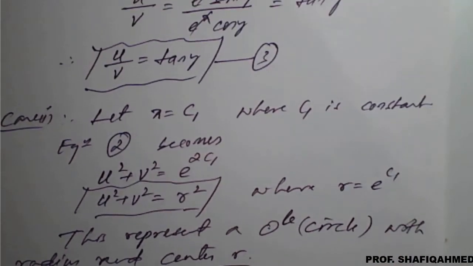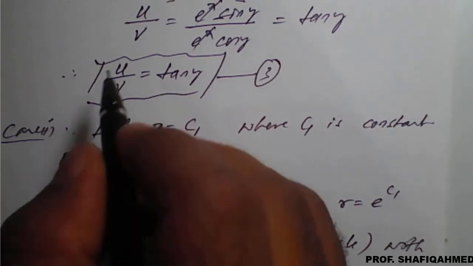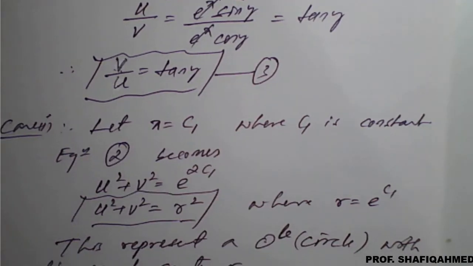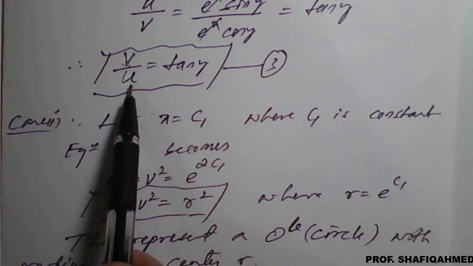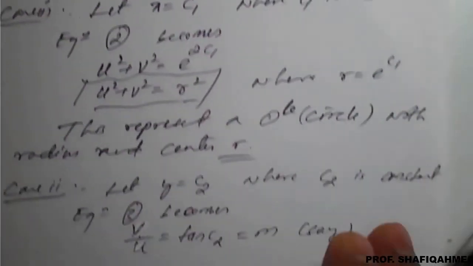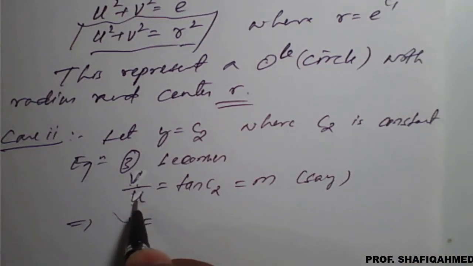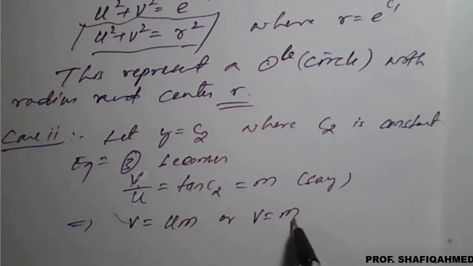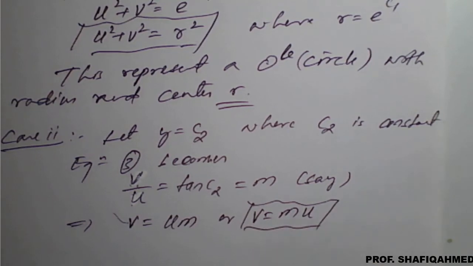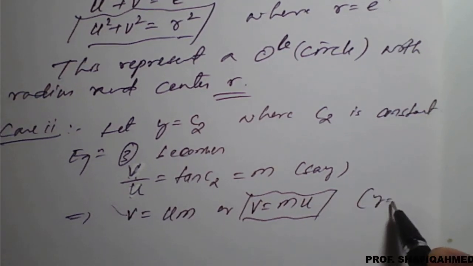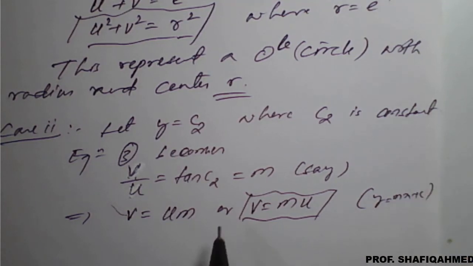So one small correction here. In equation 3, it is not u upon v, it is v upon u. So v upon u is equal to tan of y. So the same thing I will take here, v upon u is equal to tan of c2, which is nothing but m, or cross multiplying, v is equal to mu. Which is nothing but in the form of y is equal to mx plus c, which is a straight line. So y is equal to constant c2 is converting to a straight line.